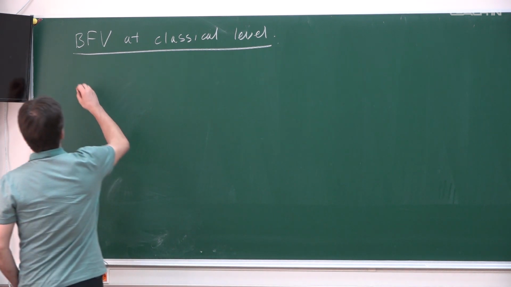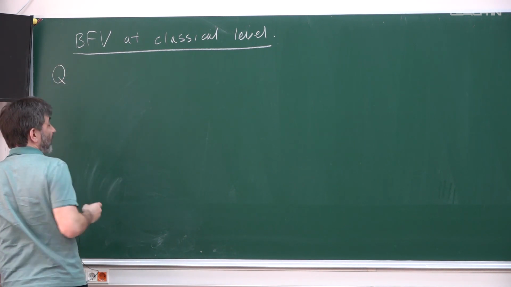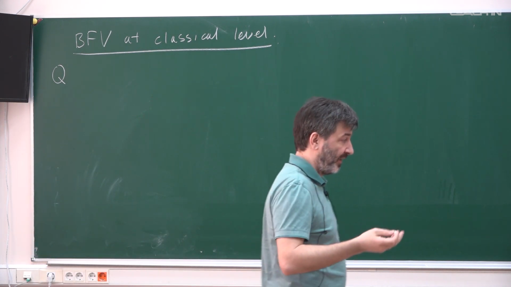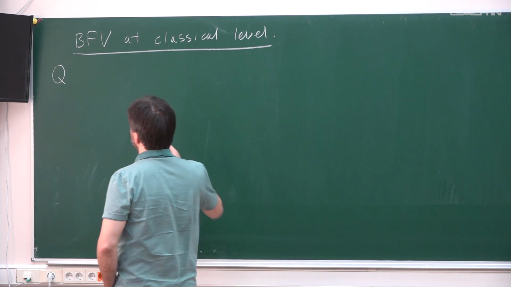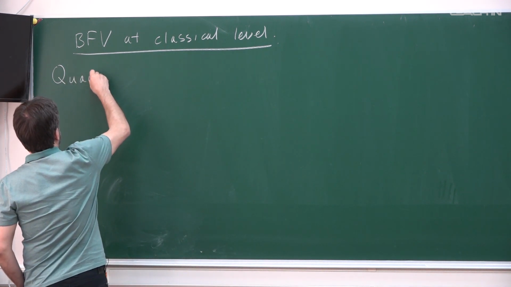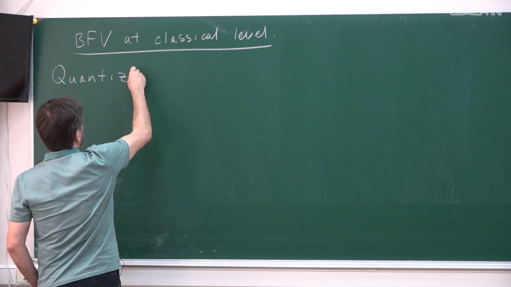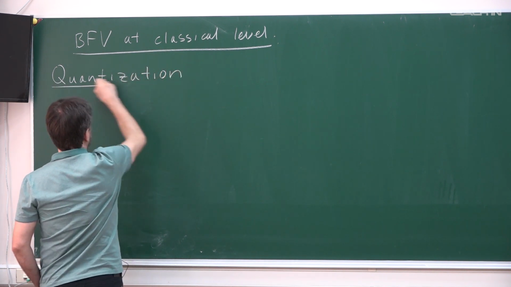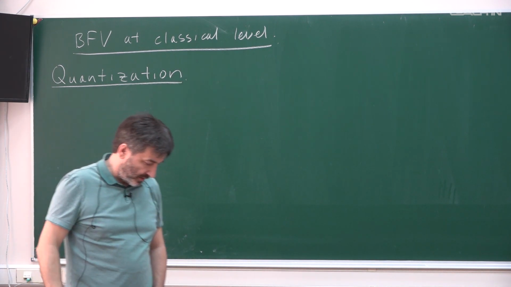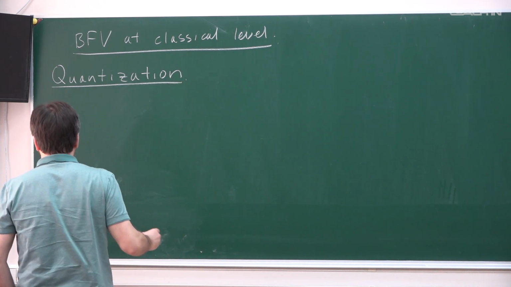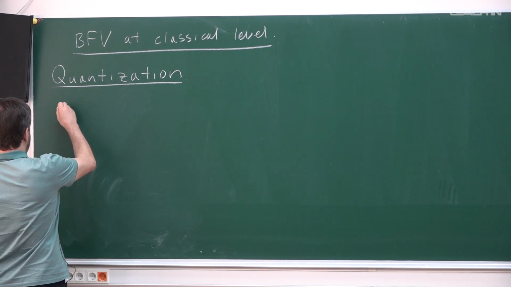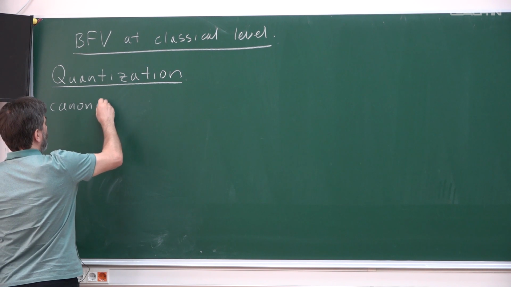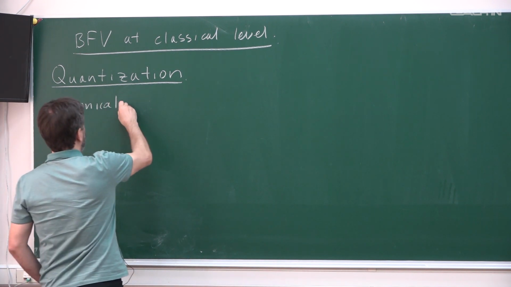Now we switch to the quantum level, because that's what this approach was developed for: to quantize and to study quantum theories. First I want to discuss the general aspect of what we call quantization. So let's briefly recall what we understand by quantization. So, canonical quantization. Let's think in terms of examples.